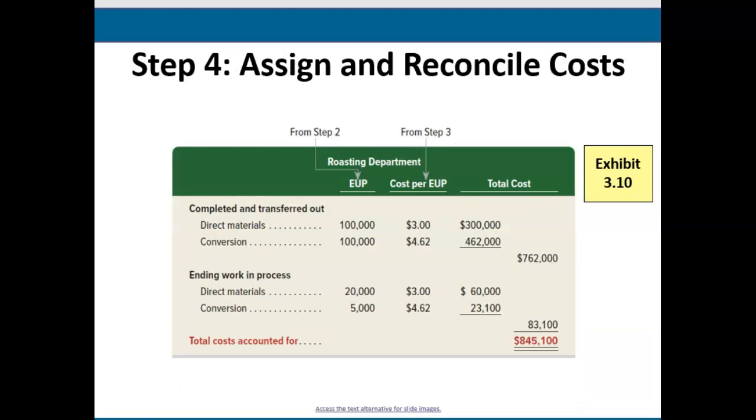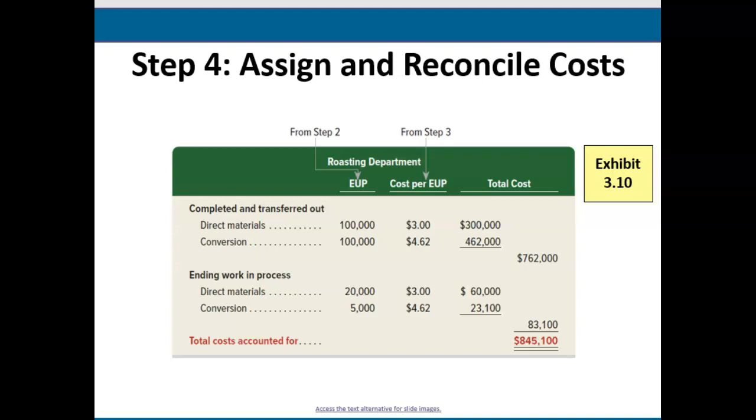Step 4, assign and reconcile costs. So, Step 4 uses the EUP from Step 2 and the cost per EUP from Step 3 to assign costs to the 100,000 units completed and transferred out and to the 20,000 units in ending work in process. These costs are accounted for in Exhibit 3.10.